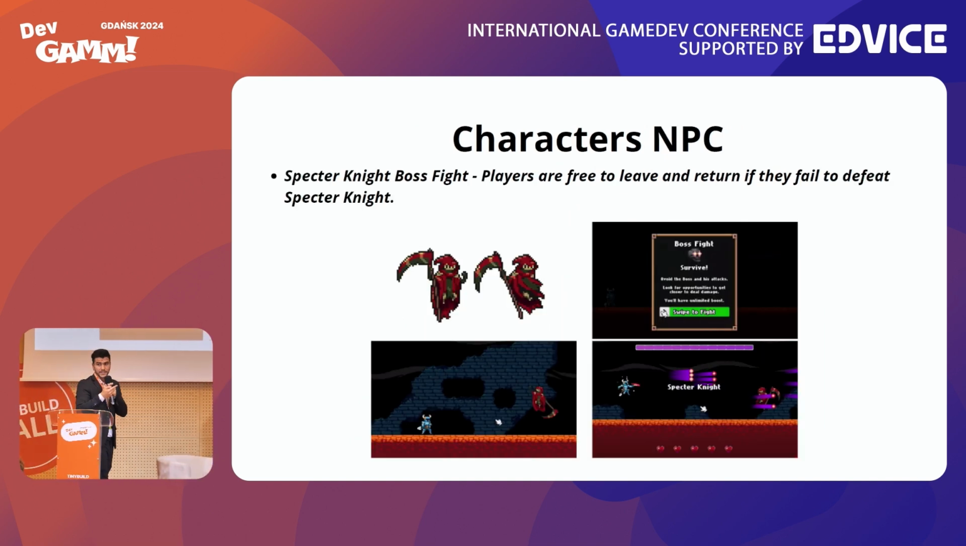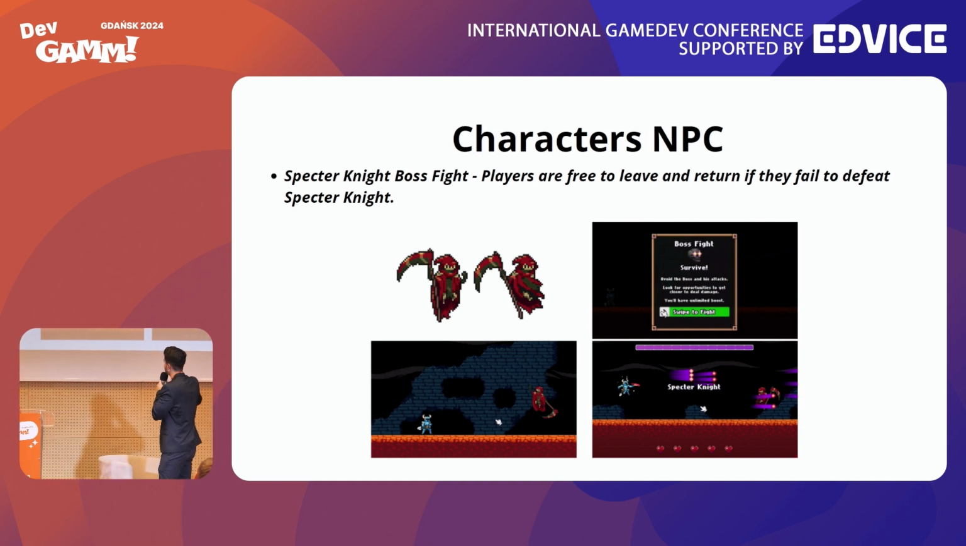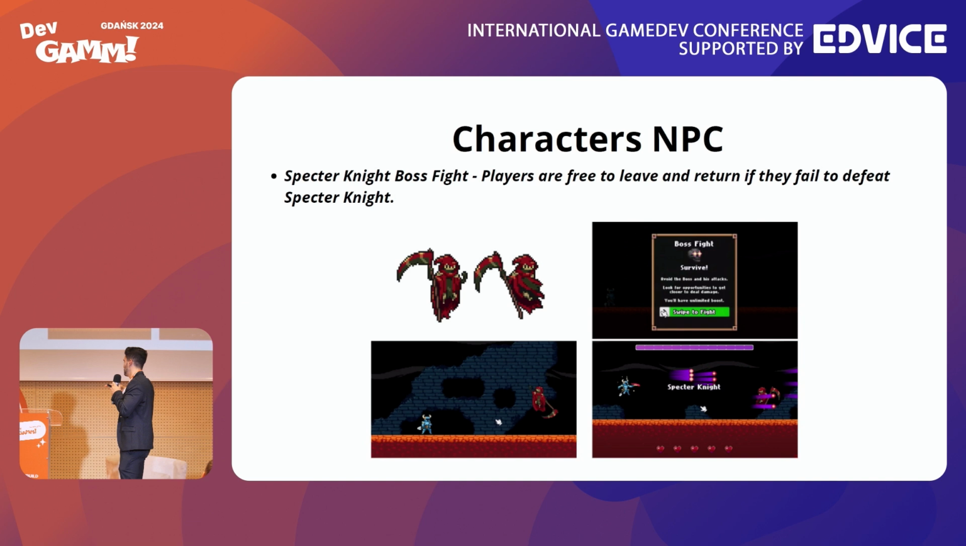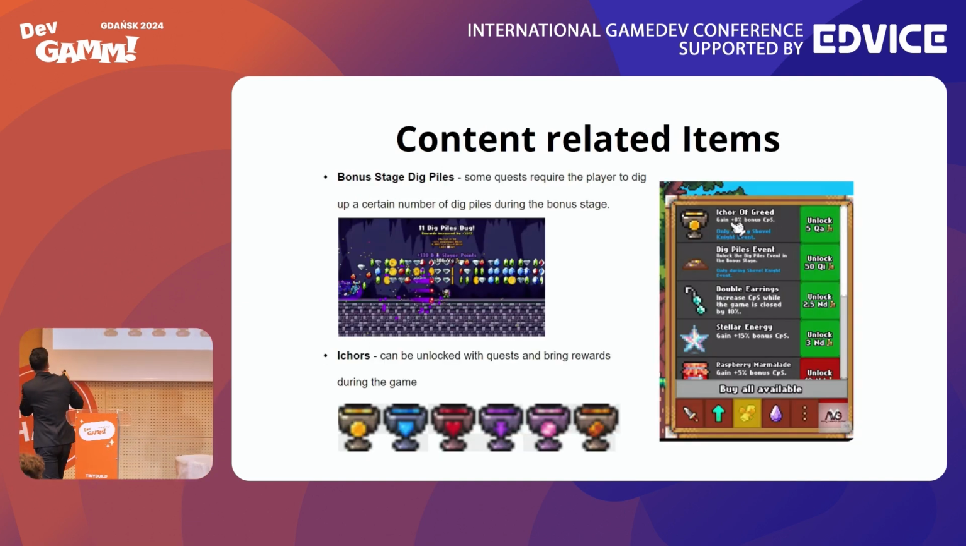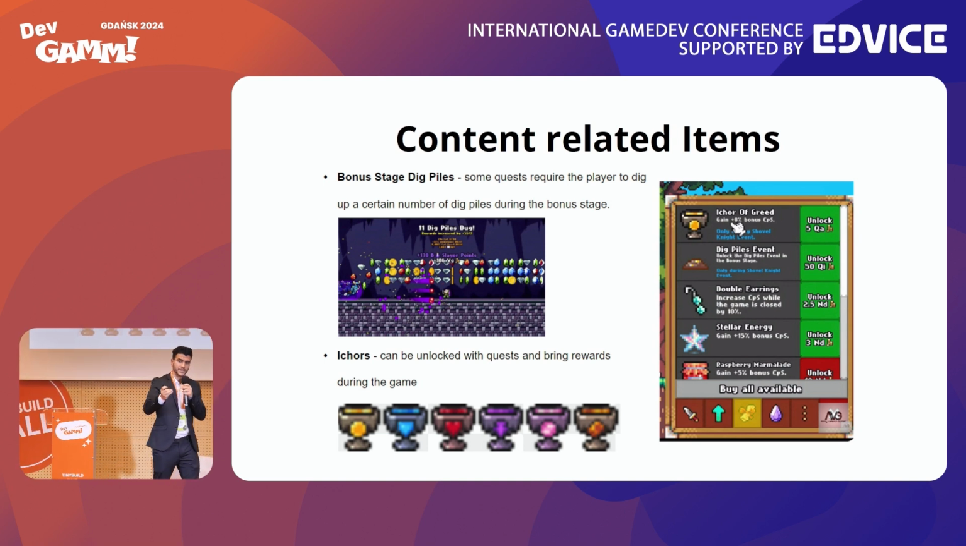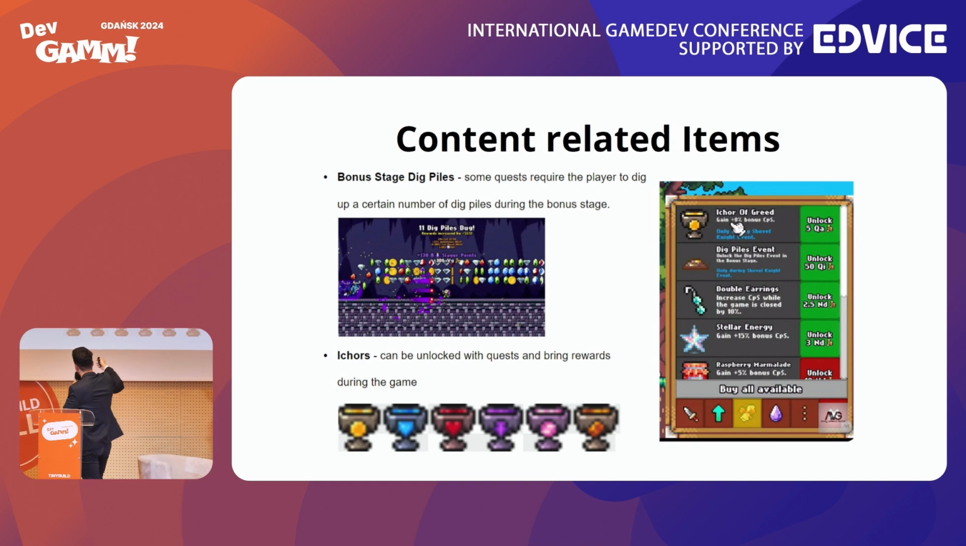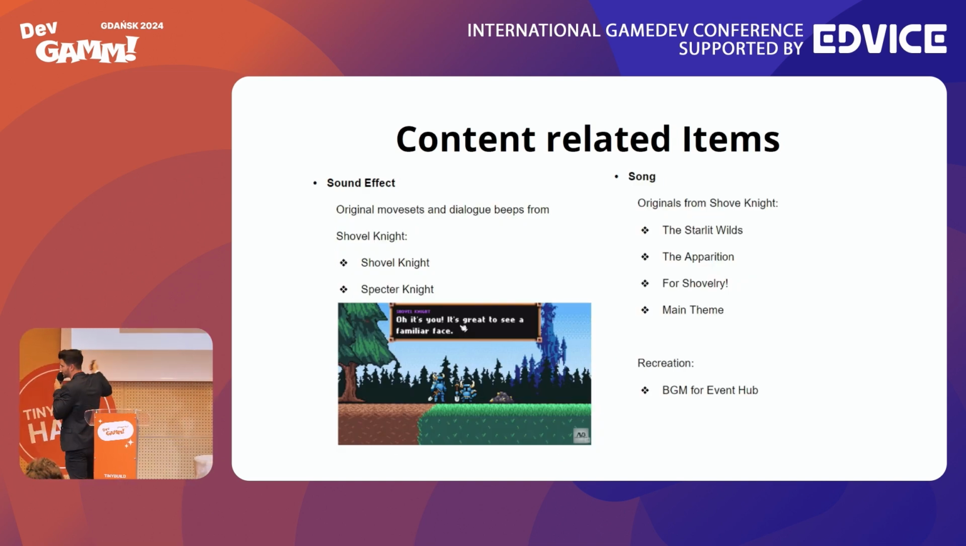So then you got the NPCs, right? You got the final boss fight with a Spectre Knight, and of course you can skip it if you're too bad, but obviously you want to complete it. You want to finish everything. And here you can see other content-related items. There was a bonus stage, there were some items you could unlock, and as I said before, it has all the elements. It's a perfect fit, the monetization is done really well, and it's not only cosmetic, it has a story, some new games, and of course, sound effects and everything.